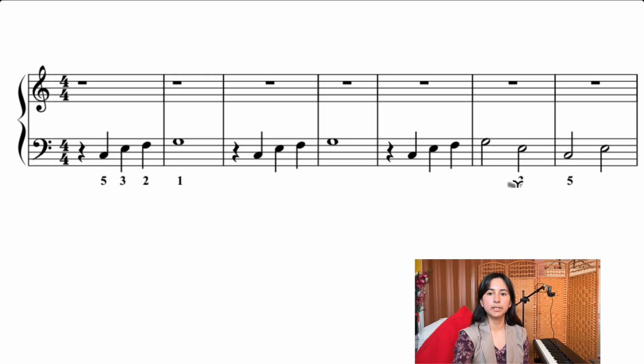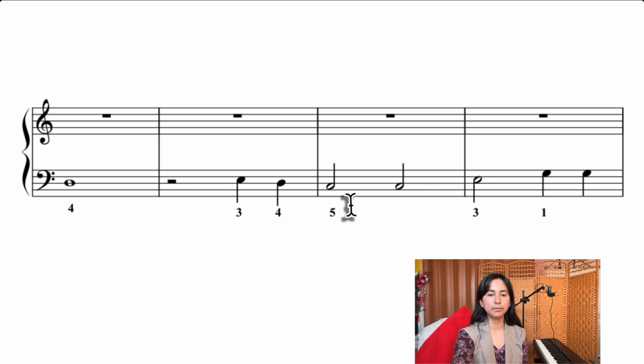Now if we move to a different part of the song, if we look over here, we have a G, and then we have an E. So right here, we have a skip, because we're skipping the F, the line. We are moving from space to space. Over here we have another example of a skip. We have a C, and then the next note is an E.